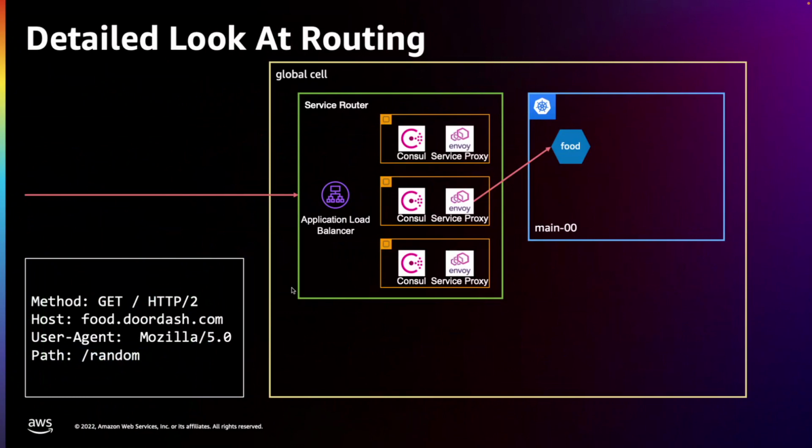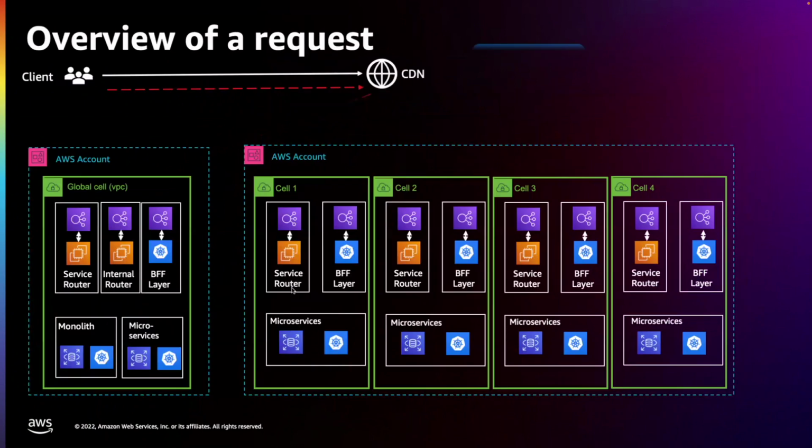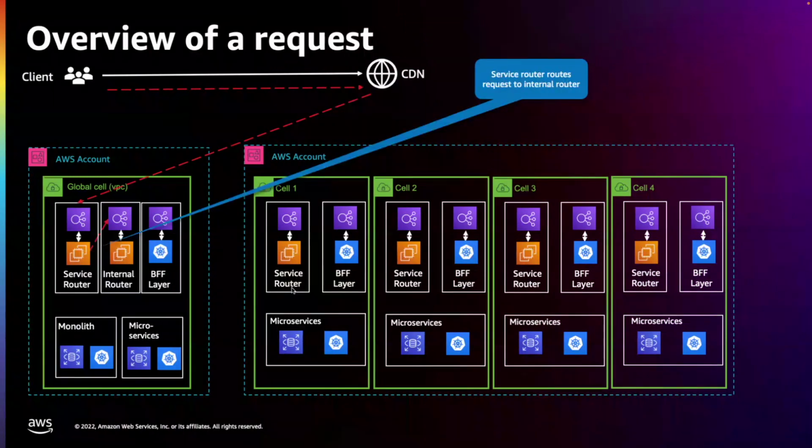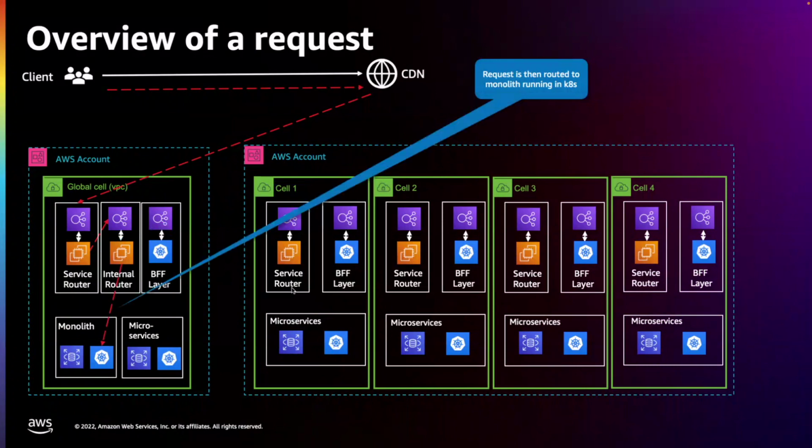Of course, there's still one more scenario that's worth calling out. That's when requests need to be routed to our monolith. Unfortunately, there are cases where this is still happening. So the request first goes to our CDN and then on to the service router as usual in our global cell. The big difference here is that the service router in this case is configured to send any request to the monolith onto what's called an internal router. From an internal router, there is a configuration where the requests to the monolith are sent to a service type load balancer managed in Kubernetes, where our monolith is running.